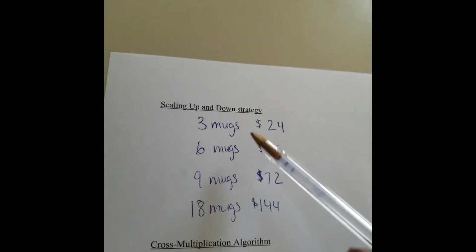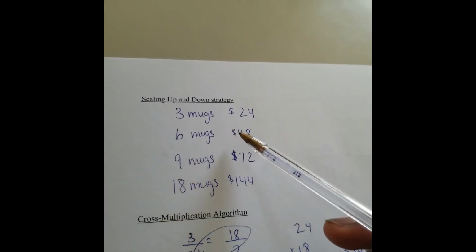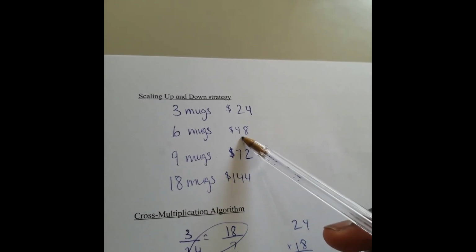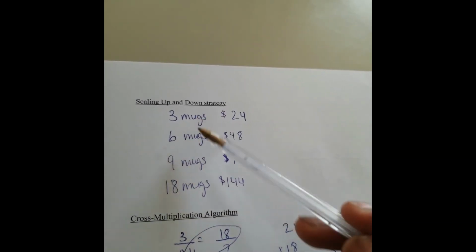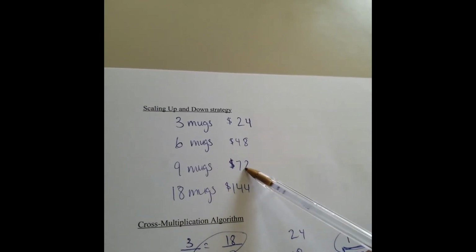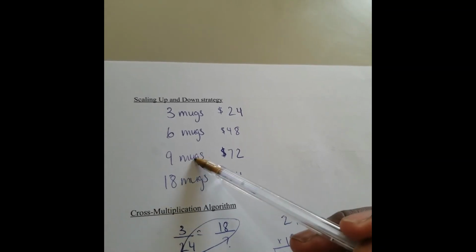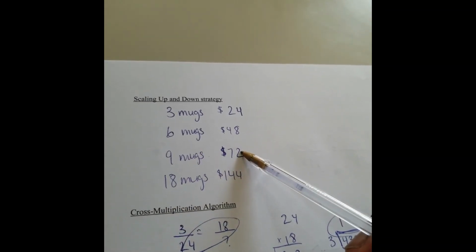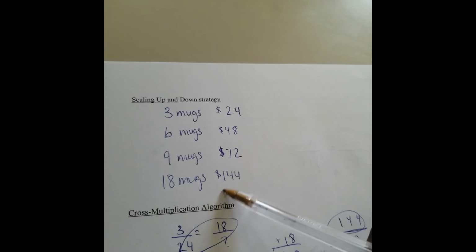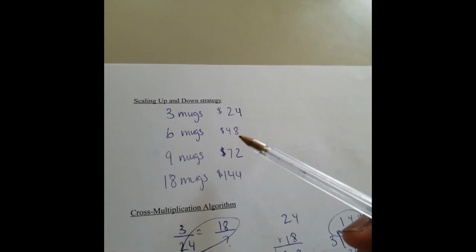Scaling up and down, I know that 3 mugs cost $24, which means that 6 mugs is going to cost me $48, which means that 3 mugs, I can times that by 3 to get 9 mugs, so I can take 24 and times that by 3 and get $72. Well, 9 times 2 is 18, so all I got to do is take 72 and times it by 2, and I get 144. Pretty simple. There's a million ways you could do this using this strategy.